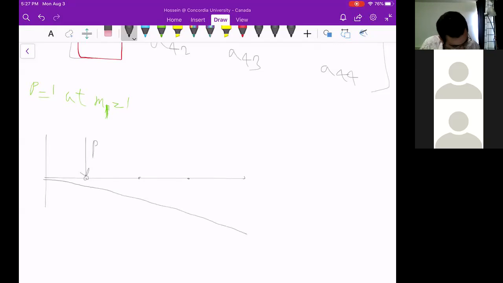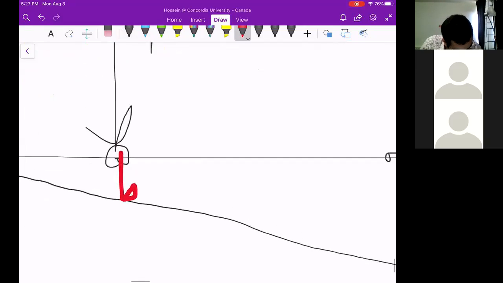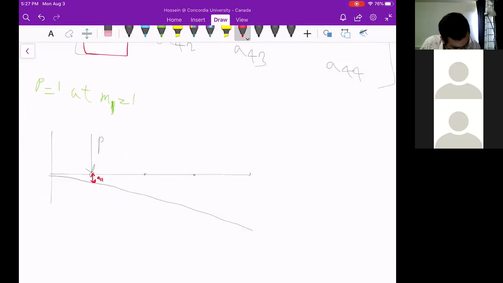So this is going to be A11. This is going to be A21, displacement at 2 due to the unit force at 1. Displacement at 3 due to unit force at 1. Displacement at 4 due to unit force at 1. At first step, you have to go for A11.